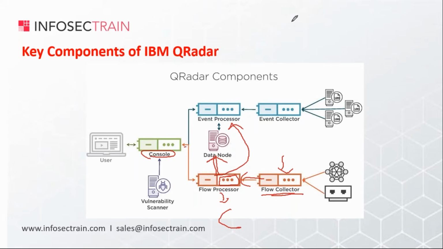Now the data node, as I discussed earlier, is a storage capacity which will be storing your events and flows. That is what we call a data node. Understood?